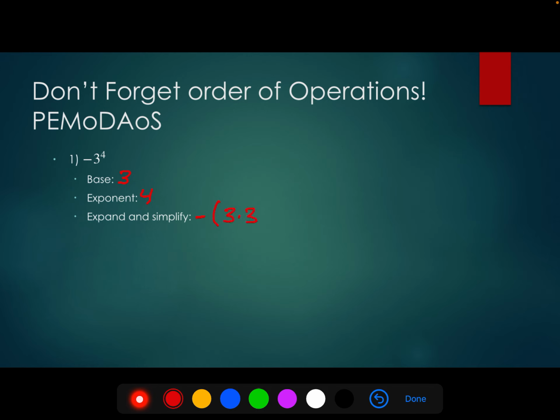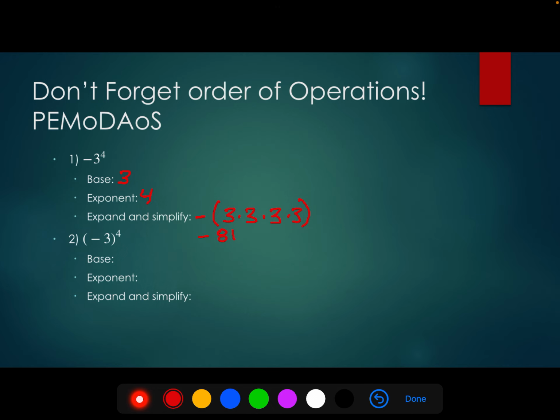3 times 3 times 3 times 3. And then there we go. If we want to simplify that, that will just become -81.